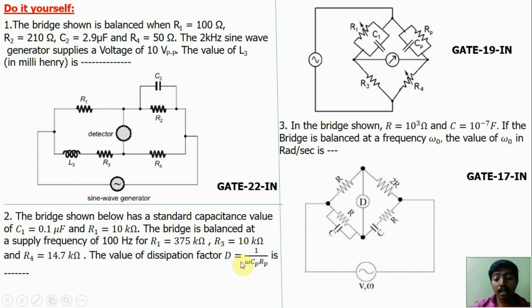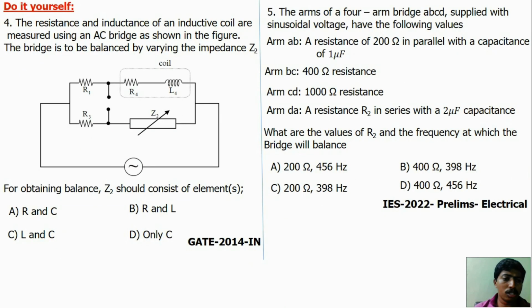Third question is from GATE 17 instrumentation exam. If you understand the discussed concepts very clearly, you can solve this problem easily. Then the fourth question is from GATE 2014 instrumentation exam. The fifth question is from Indian Engineering Service 2022 prelims electrical exam. Just solve the 5 questions.